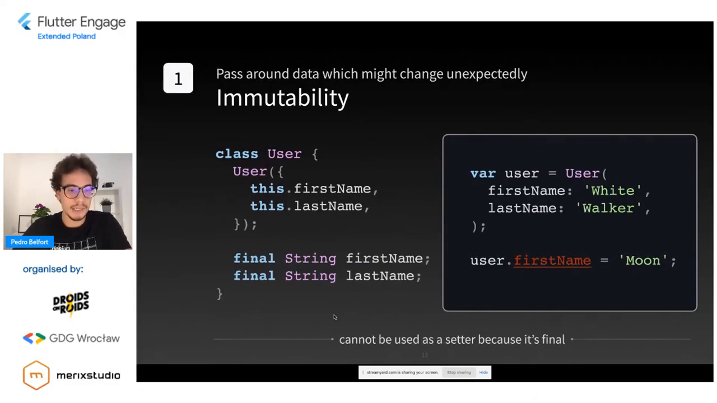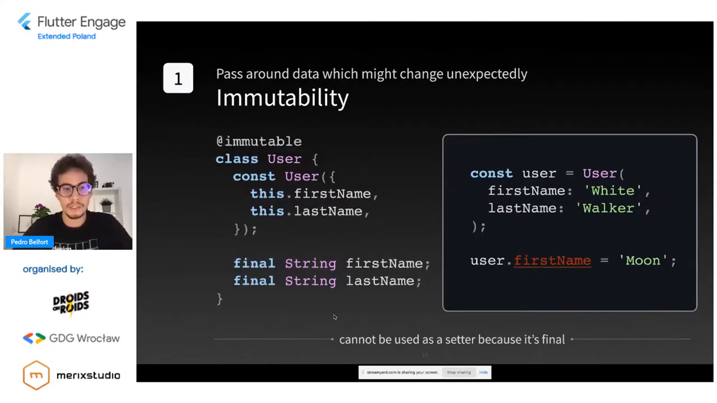Now, how would I tackle it in Dart? I can just use the final keyword in front of my type String. And now the compiler will tell me that it cannot be used as a setter because it's final. If I go 1 step ahead, I can also make this user constant. And if I declare another user who is constant and has the same first name and last name, I get value equality. If I go further, I can also annotate it with the immutable decorator.